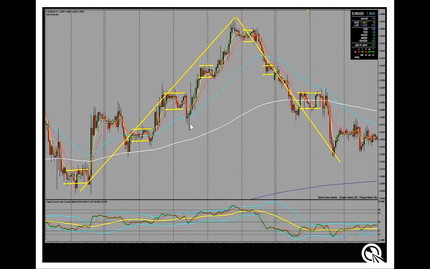Consolidation, stop hunt, long sustained run. This time it was a small correction. Consolidation, stop hunt, long sustained run, correction or reversal. And then taking it short. Consolidation, stop hunt, long sustained run, reversal.